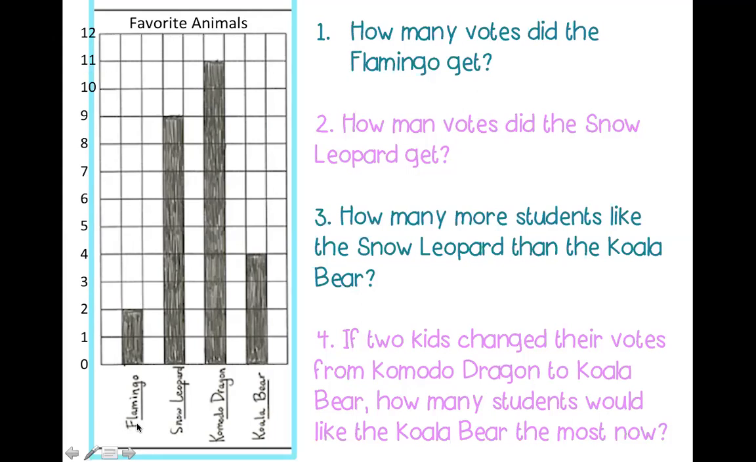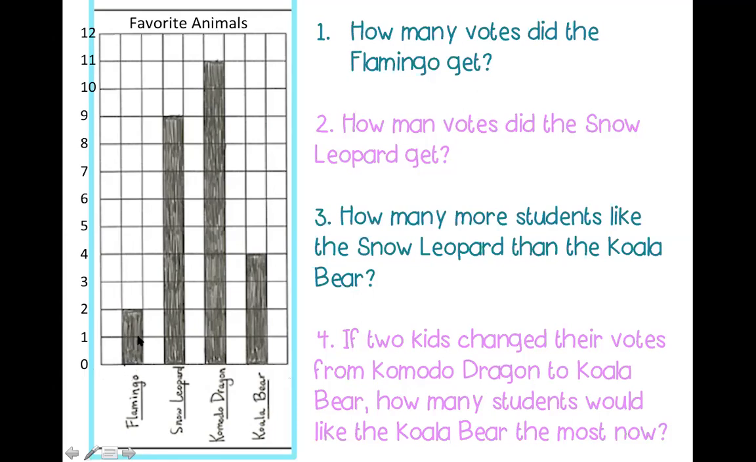Now, if we look and we want to know which bar is which animal, we have to look at the label. So here it says flamingo. The flamingo votes are here at this bar. The snow leopard votes are here with this bar. Komodo dragon in this bar, and koala bear in this bar. So if we want to know how many votes the flamingo got, which bar do we need to look at? The first one here, the flamingo bar. Now we need to use the number scale on the side of the bar to see how many votes the flamingo got. We count up.